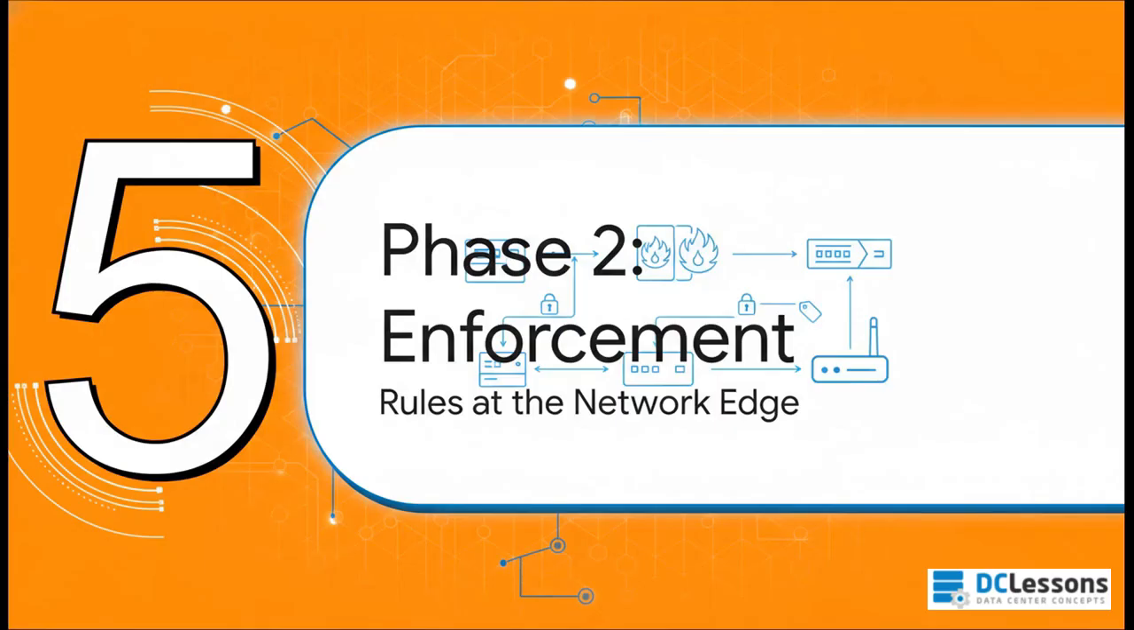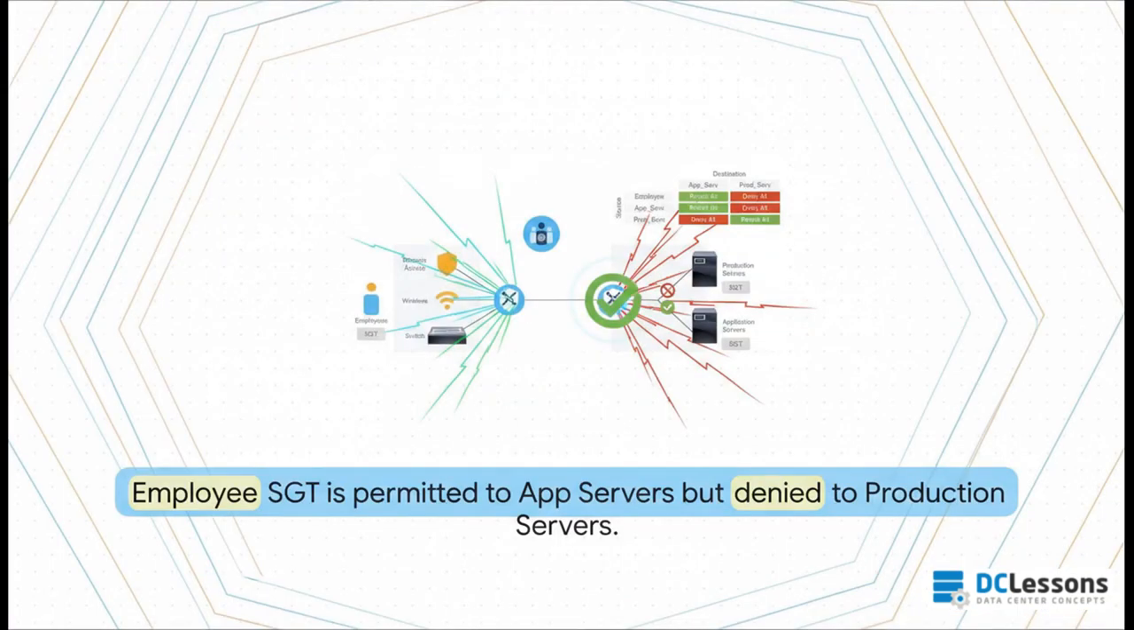Okay, so we've got the identity tags flying across the network. Now what? That brings us to phase 2, enforcement. This is the fun part. This is where the policy actually gets applied, and we turn that identity into real action. And this diagram shows it perfectly. So you've got a user with an employee tag, and they're trying to reach two different servers. Our policy matrix, those SGACLs we talked about, says employees can talk to app servers, but they absolutely cannot talk to production servers. So when the traffic hits, the router just looks at the tags, checks the policy, and bam, drops the forbidden traffic. It's that simple, and it's all based on context.